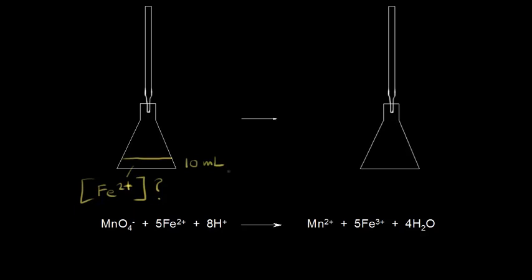you could have some sulfuric acid in there. And so in solution we have iron 2+ cations and a source of protons from our acid. To our iron 2+ solution, we're going to add some potassium permanganate. So in here, we're going to have some potassium permanganate, KMnO4. And let's say the concentration of our potassium permanganate is 0.02 molar. So that's the concentration that we're starting with.